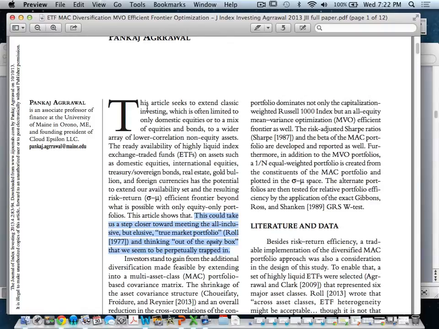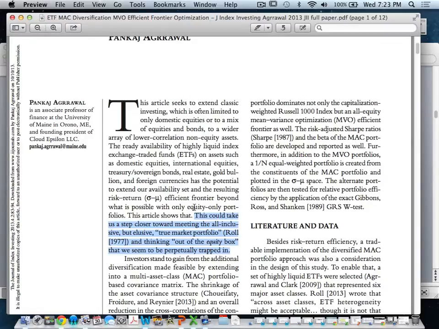This article seeks to extend classic investing, which is often limited to only domestic equities or to a mix of equities and bonds. Among investors, those who are slightly more careful and sophisticated throw in some bonds. But even then, they're limited to bonds, to a wider array of lower correlation non-equity assets. The ready availability of highly liquid index exchange traded funds on assets such as domestic equities, international equities, bonds, real estate, gold bullion, and foreign currencies has the potential to extend our availability set and the resulting risk-return efficient frontier beyond what is possible with only equity portfolios.